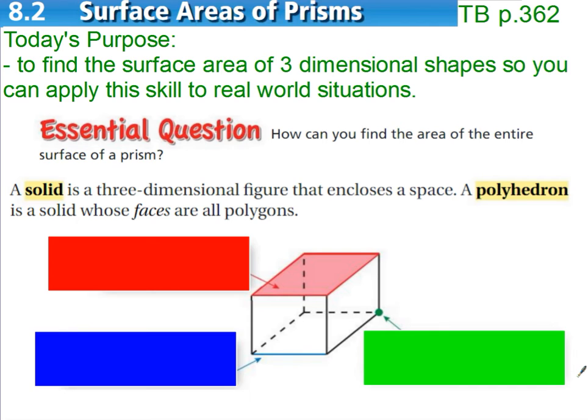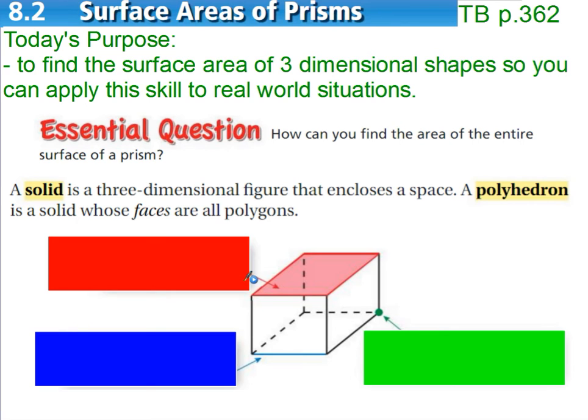So a solid is a three-dimensional figure that encloses a space. There are different types, though, of three-dimensional figures. All of them are called polyhedrons, and it's a solid whose faces are all polygons. Now, specifically, we are going to be addressing prisms in our surface area topic, but realize that there are various types of prisms as well. The first thing we're going to do is identify the different parts.